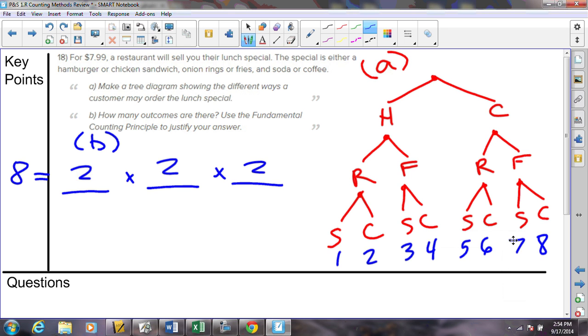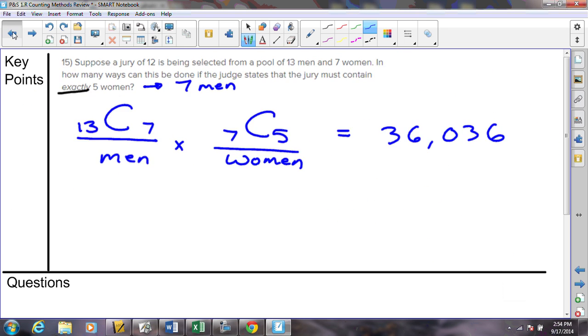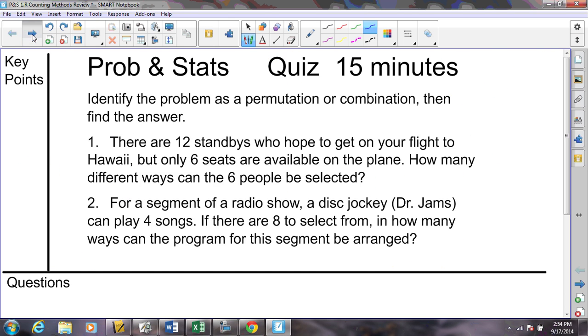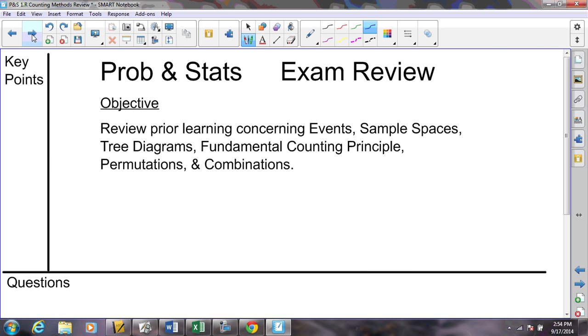So, having looked at these 18 problems, we'll go back to our learning objectives for the day. We've reviewed events, sample spaces, tree diagrams, like the grid even, fundamental counting principle, permutation, combination. We've talked AND problems, we've talked OR problems, we've looked at all those different components. Those are the things that we need to be able to do for our exam. I don't even think I can remember all that.